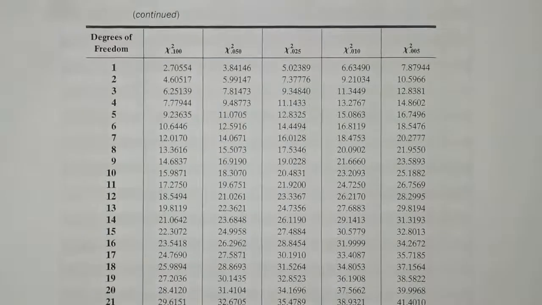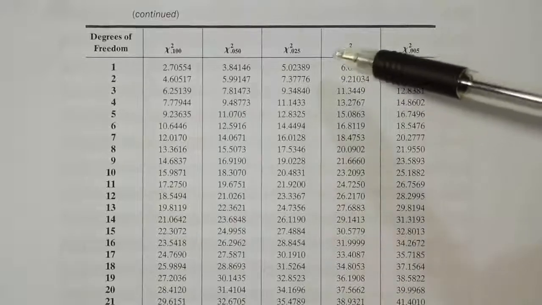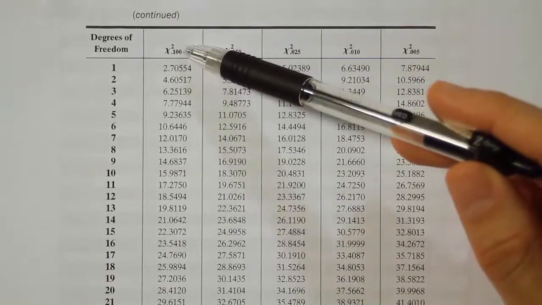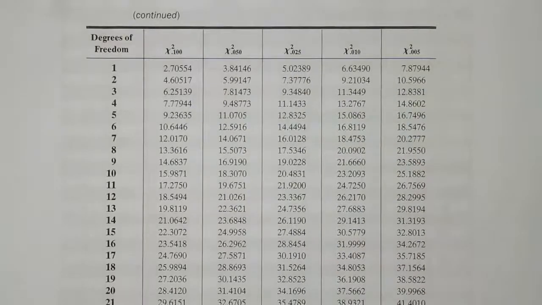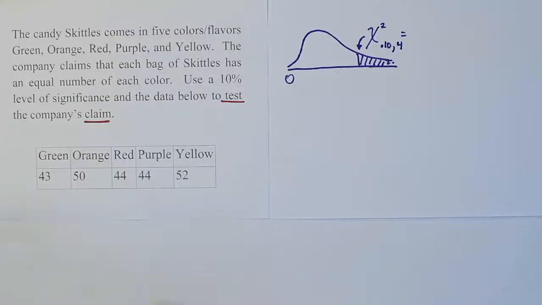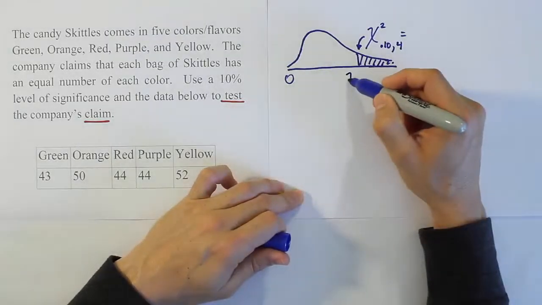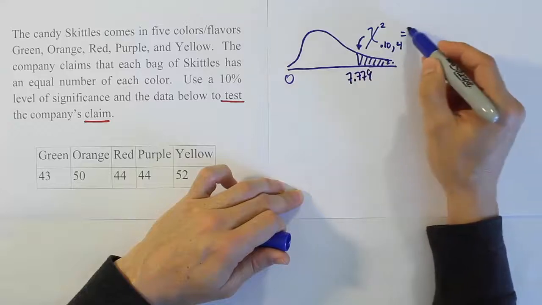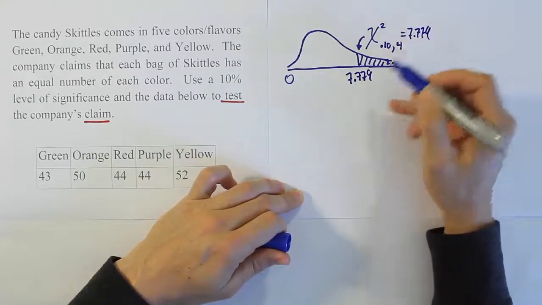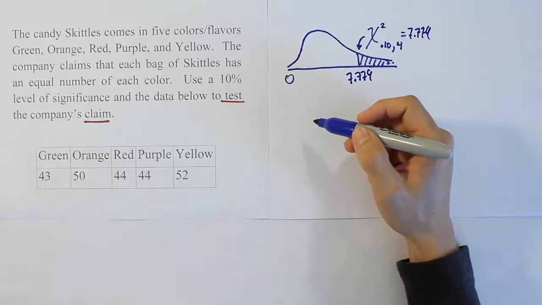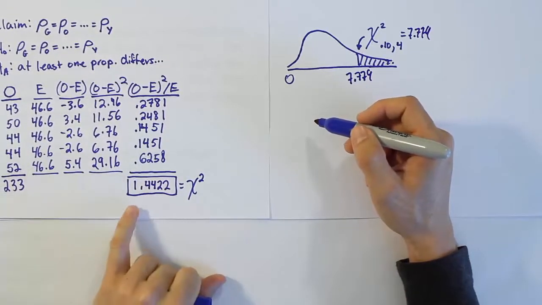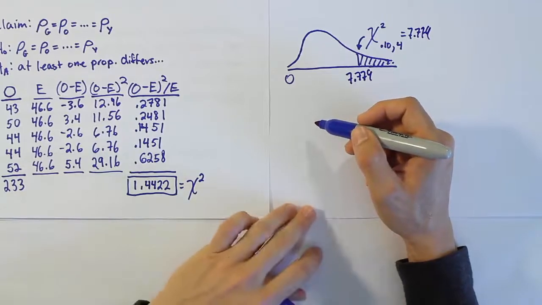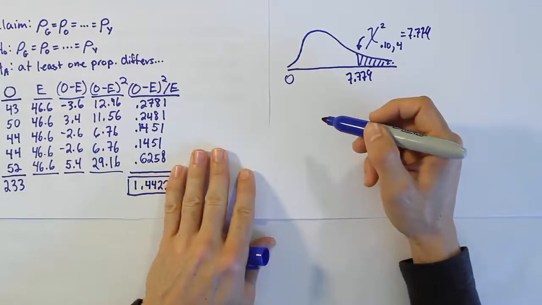Okay, so we're on the chi-squared table looking up 0.10. That's our area in the tail. With 4 degrees of freedom, we get 7.77944. Okay, so our value turns out to be 7.779, right? And let's compare that against our chi-squared test statistic that we calculated earlier. So in our work earlier, we found that our answer was 1.4422. That was our chi-squared test stat for this problem.